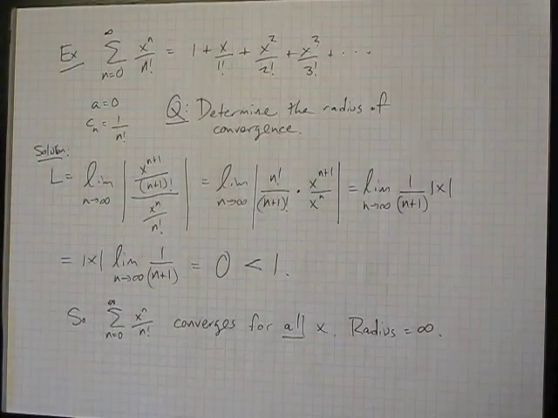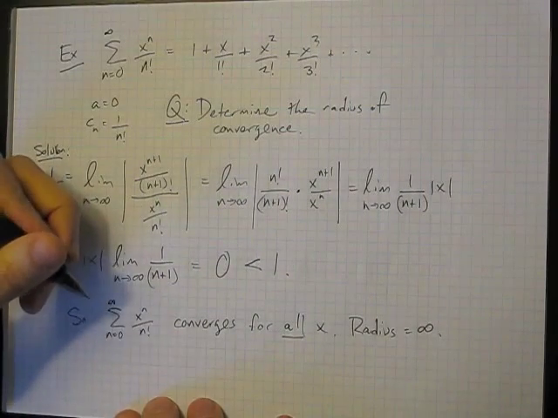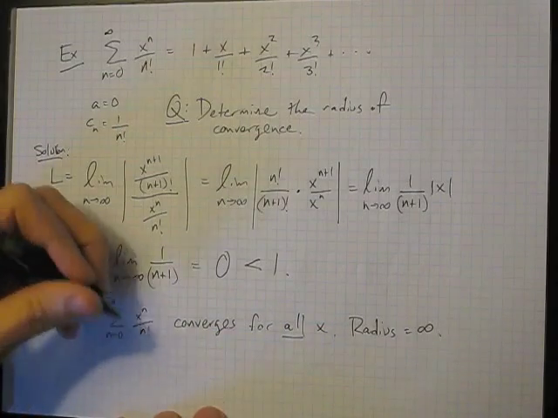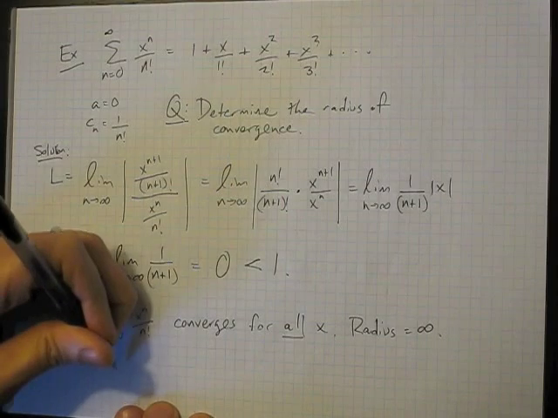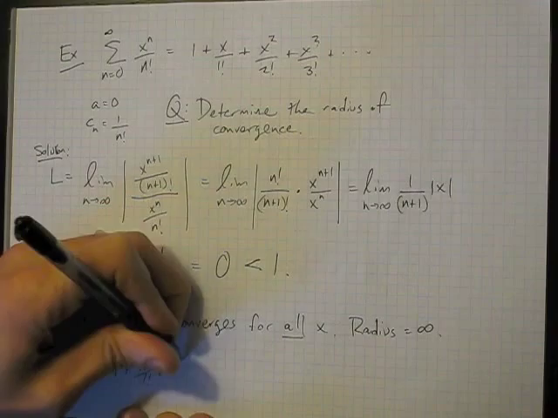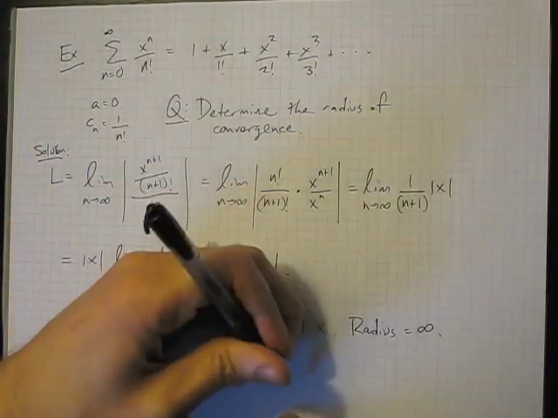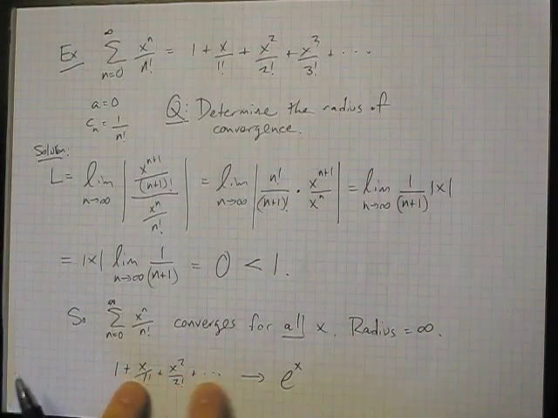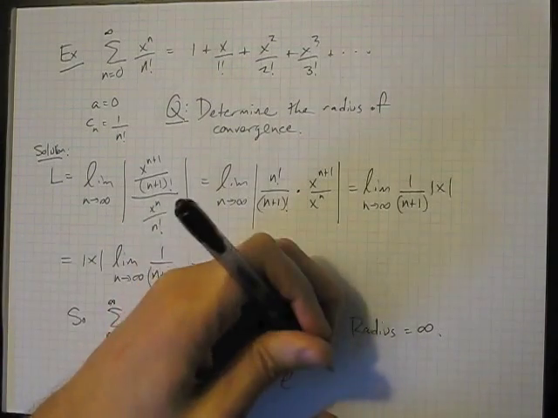So you can plug any number you like in there for x. As a matter of fact, it turns out what this series converges to. If you take 1 plus x over 1 factorial plus x squared over 2 factorial and so on, this converges to e to the x. Plug in a number here, take this infinite sum, and the number it's getting closer to is e to the x. This is just a fact, we'll see this later.